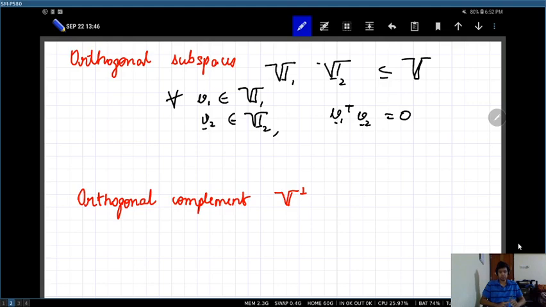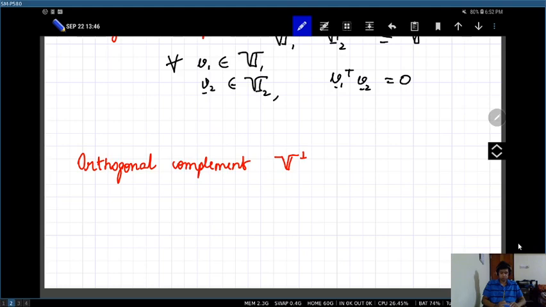And immediately you should see that you've already seen orthogonal subspaces before. In particular, you've seen that the right null space of a matrix is always orthogonal to the row space of the matrix. We'll explore that in a little more detail in a few minutes. So this is what is meant by orthogonal subspaces.